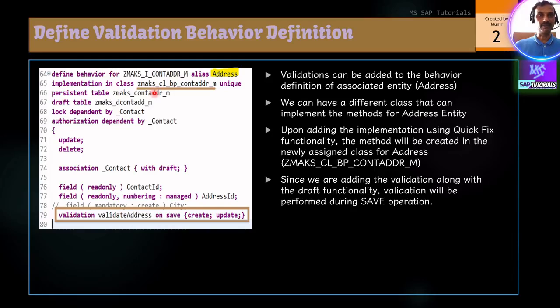But before doing that, I always prefer to create a separate implementation class for each entity. Hence, I have created a separate contaddr underscore m class specifically for the implementation for our address entity. Once we add this validation with the draft, there are certain changes we will see when we go into the system. And how we can implement this validate address method.